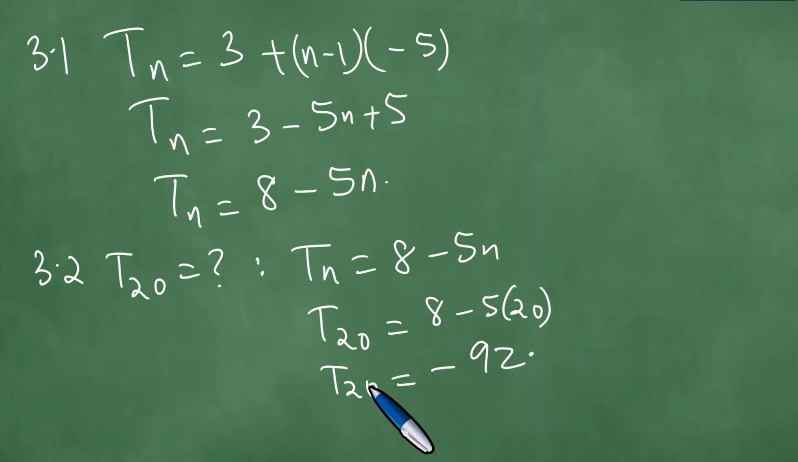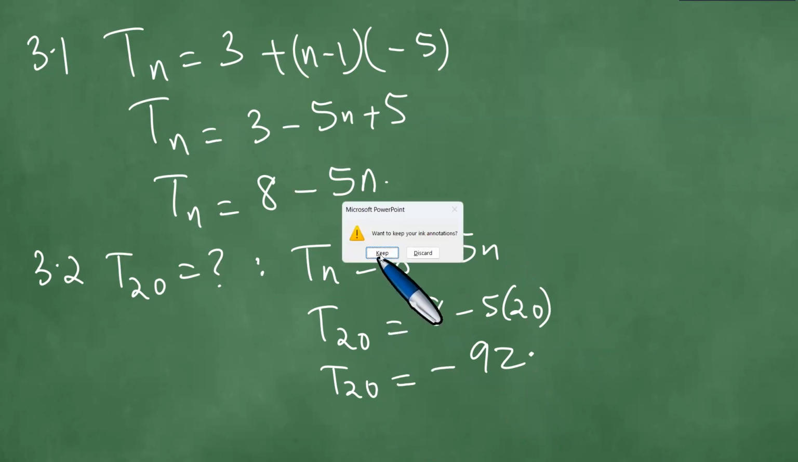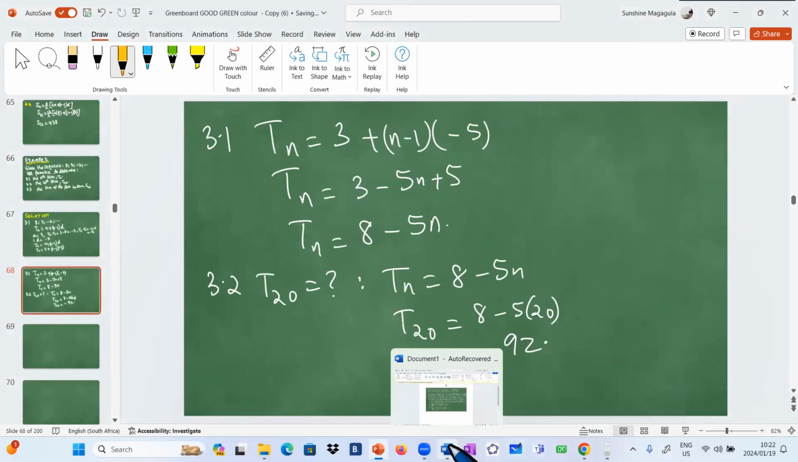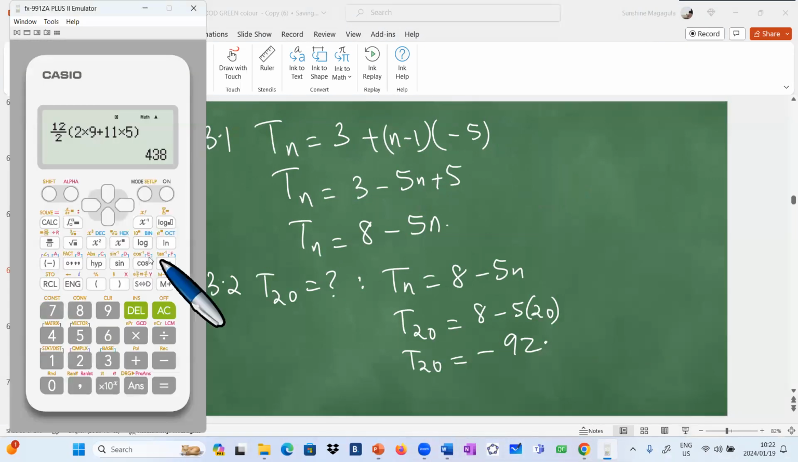Okay, you're checking the answer as well, right? Yeah, that's right. All right, so you can always check the answers by doing the calculations. One can see clearly that 8 minus 5 by 20 is minus 92, and we've written that down, so it's okay.